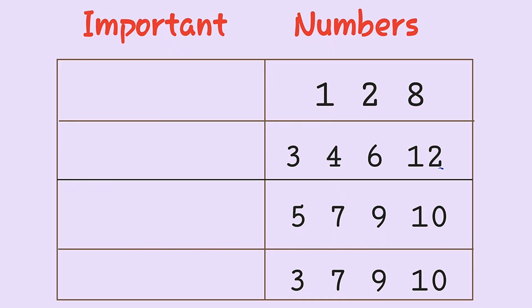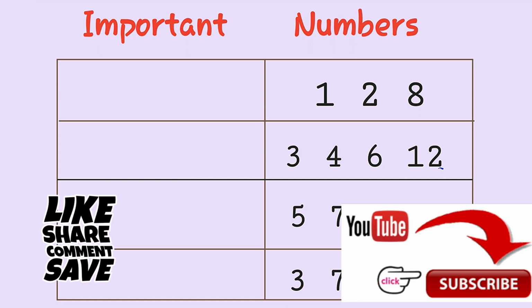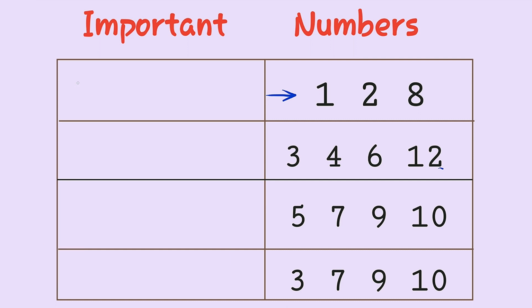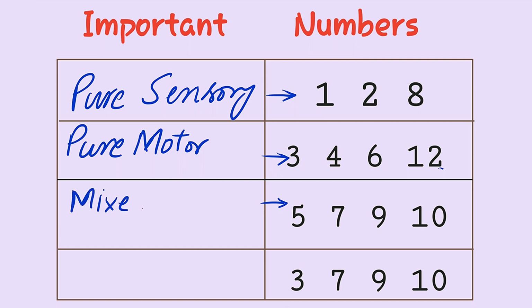Now note down important numbers of the cranial nerves. Memorize these numbers. This will help you a lot. First of all, cranial nerve number 1, 2 and 8. These nerves are pure sensory nerves. Then cranial nerve number 3, 4, 6 and 12. These nerves are pure motor nerves. Then cranial nerve number 5, 7, 9, 10. These nerves are mixed nerves, with both motor and sensory functions.